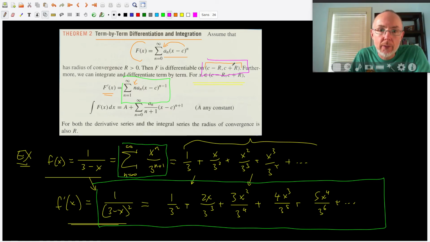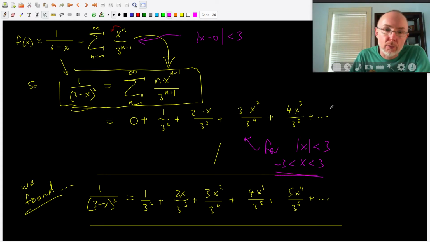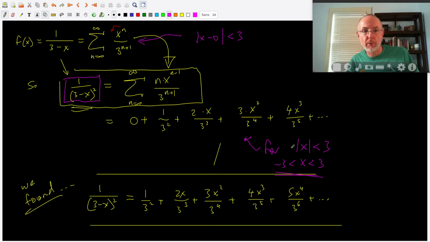Essentially if the original power series has a radius of convergence r, then the derivative will also have a radius of convergence r. So we know for this series to begin with, it worked when the absolute value of x minus 0, the center was 0, was less than 3, and so we know this will work when the absolute value of x is less than 3. In other words, it's got the same center and the same radius of convergence, so that power series representation for 1 over 3 minus x squared will give us a convergent series that represents that function when x is between minus 3 and 3.